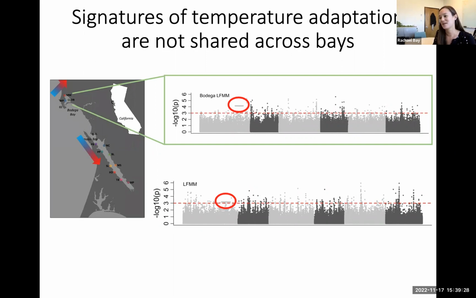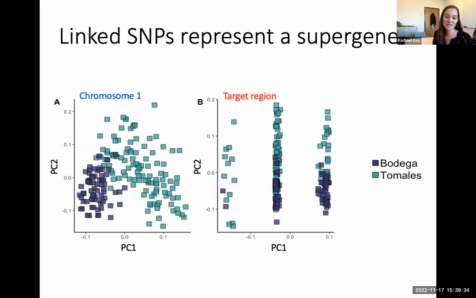What we're going to do is make a PCA of chromosome 1 and a PCA of just that target region. So when we look at chromosome 1, we see what we might expect genome-wide. Bodega and Tamalis are distinct. This is an isolation by distance signal. But when we look at that target region, we see 3 really distinct blocks. And this is a hallmark of a supergene or potentially an inversion where you see no recombination between those SNPs. So these functionally are 3 genotypes. The inversion is 5 megabases long, but there's very little recombination within it, if any.